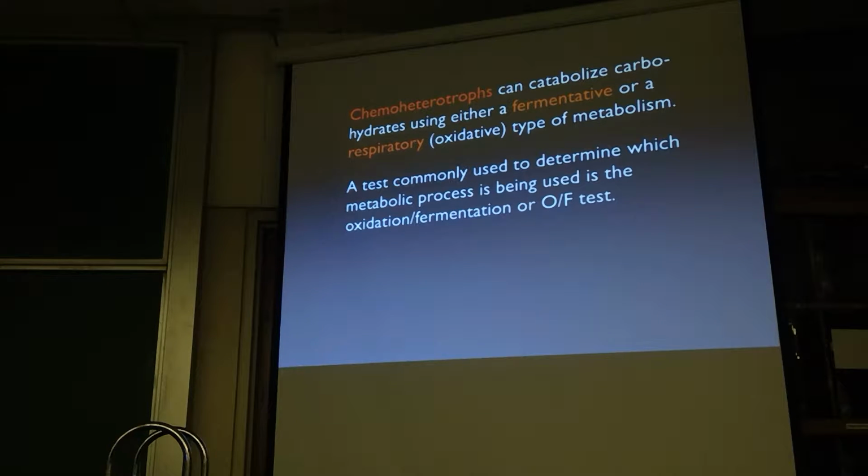Okay, so if we want to know whether an organism ferments or is respiratory, we can run an oxidation fermentation test, or OF test. This is very useful for gram-negative cultures. It doesn't work that well for gram-positives, and I think there's something about the bromthymol blue, which is the pH indicator. Typically, if we want to know if gram-positives can ferment, we run an MRBT.